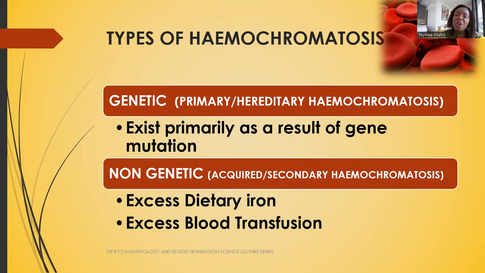One thing with non-genetic or acquired or secondary hemochromatosis is that when the underlying causes are removed, the patient becomes normal. But with primary hereditary hemochromatosis that occurs as a result of gene mutation, once the individual develops hemochromatosis, the management is for life. So we have primary hereditary hemochromatosis and acquired secondary hemochromatosis.